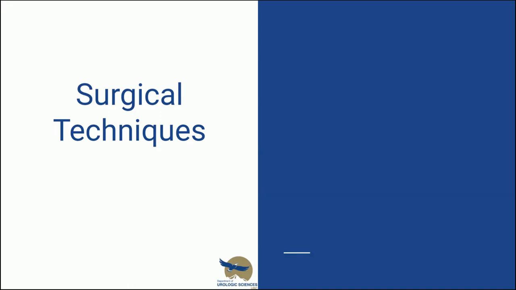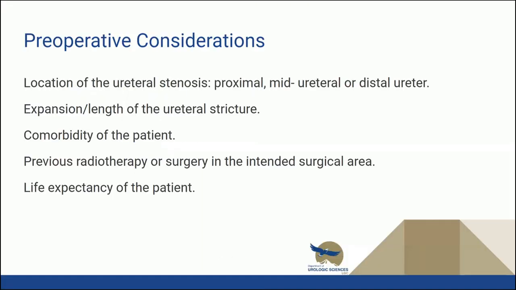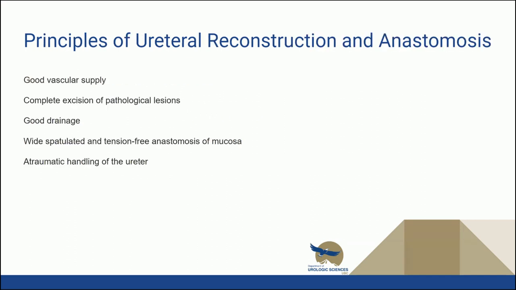Going on to surgical techniques, I'm going to try to get through this as quick as possible given the time constraints. But key to note would be the area of the stricture, so proximal, mid, or distal ureter. You want to look at the comorbidity of the patient as well as the length of the stricture in selecting your modality of choice. As well as prior surgery, prior radiotherapy in the area would be things to consider, as well as the life expectancy of the patient, whether you're looking for more invasive procedures at that point. So principles would be needing good vascular supply, good drainage, and always looking for a wide spatulated, tension-free anastomosis of the mucosa as we're used to.